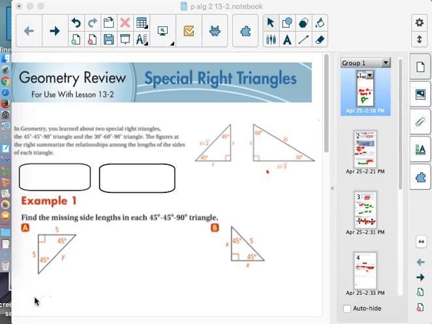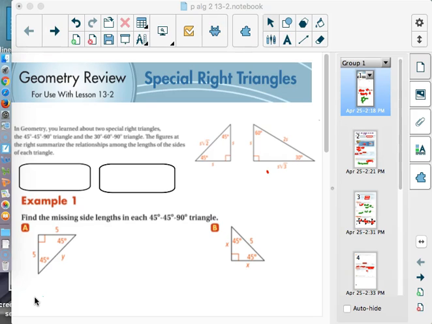Today we're going to talk about the special right triangles and how they apply to right triangle trigonometry that we're going to be spending some time on to get you ready for pre-calculus. In geometry, you learned about two special right triangles, the 45, 45, 90 and the 30, 60, 90 triangle. The figures at the right summarize the relationships among the lengths of the sides of each triangle.